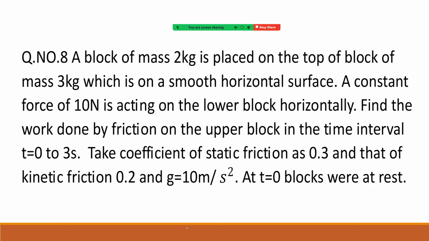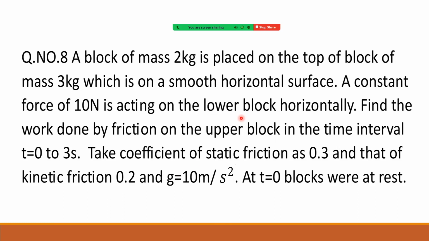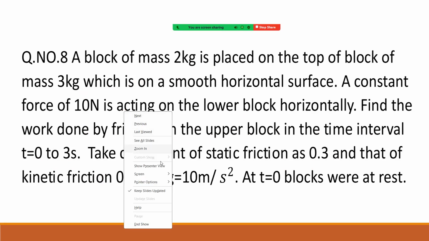So this question we have already solved in the previous lecture. Same question, same values. A 2 kg block is placed on a 3 kg block, applying a force of 10. Calculate the work done by friction on the upper block in the time interval 0 to 3 seconds. Given the coefficient of static friction is 0.3 and that of kinetic friction is 0. I want to solve the same question now by using the work energy theorem. That's why I am taking the same question. See once.